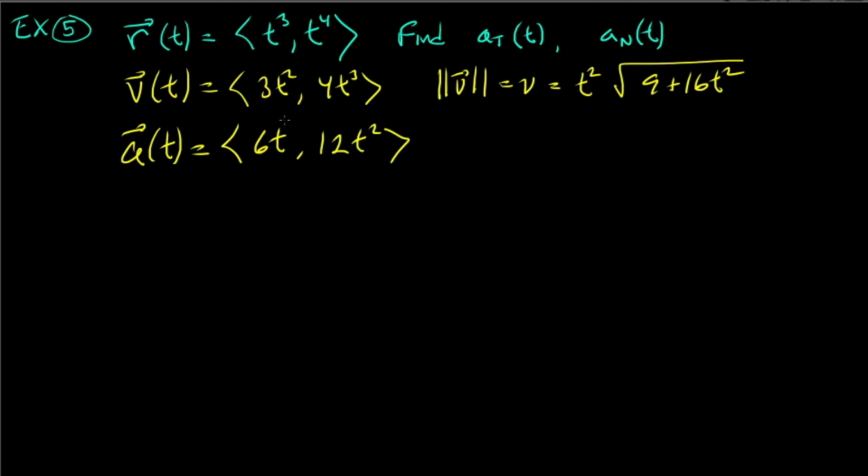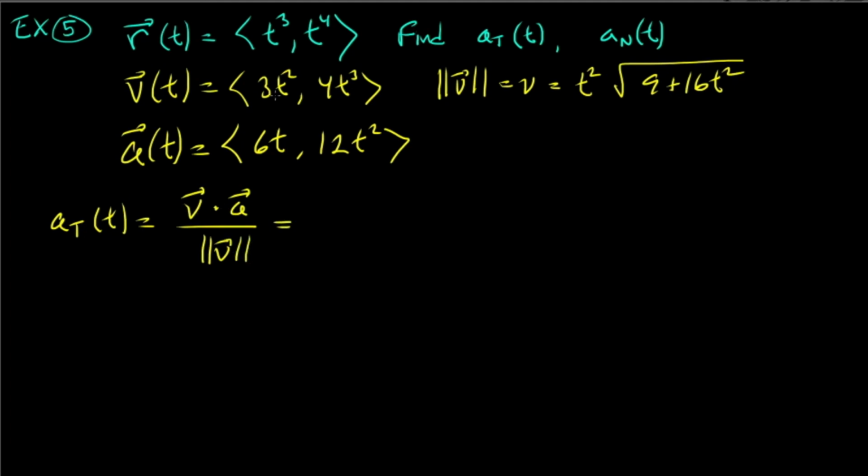Okay. So we want to calculate the tangential acceleration and the normal acceleration as functions of t, right? So let's start with the tangential acceleration. I'm going to use the dot product one, so v dot a divided by the magnitude of v. And maybe I wrote it a dot v, but it doesn't matter, right? The dot product is commutative, so it doesn't matter which way you write it.